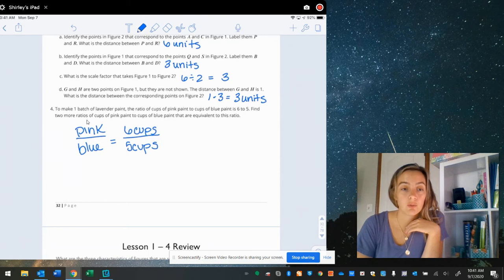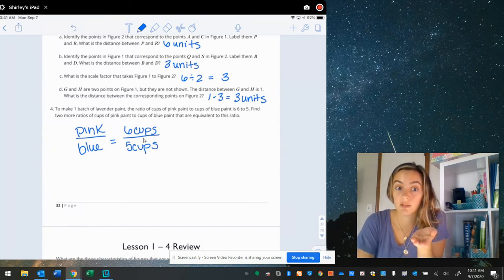Now it says find 2 more ratios of cups of pink paint to cups of blue paint that are equivalent to this ratio. So I just need to pretty much find equivalent fractions. So if I want to make sure it makes the same exact color, I just want to change both of these numbers by the same amount. It's just like a scale factor. We're just not using a shape. We're just talking about paint.